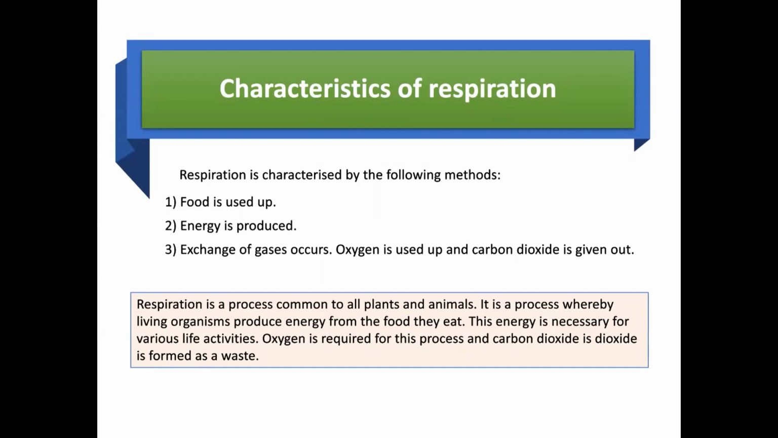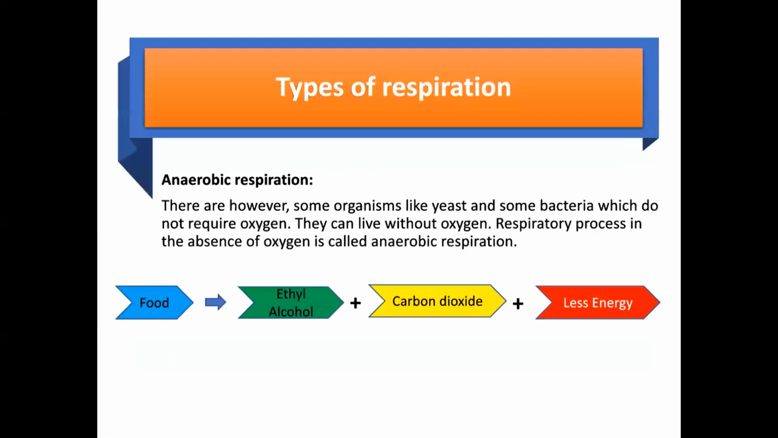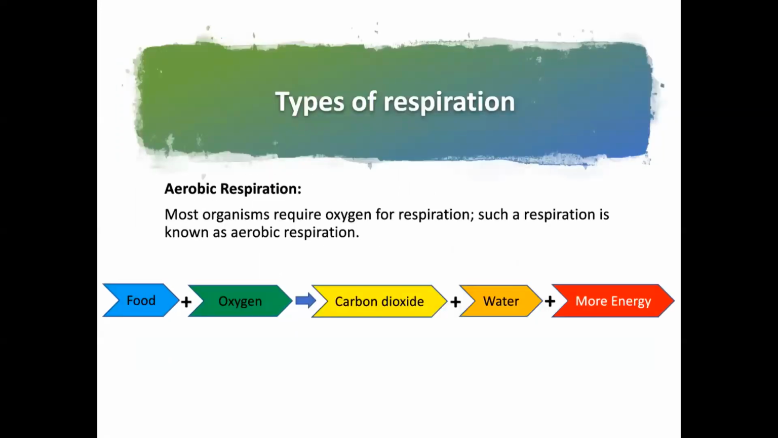Let us move on to take a look at the types of respiration. Respiration is of two types based on whether oxygen is used up in this process or not. So the types are aerobic respiration and anaerobic respiration. Most organisms require oxygen for respiration. Such a respiration is known as aerobic respiration. So this is how you represent it: food plus oxygen gives carbon dioxide plus water plus more energy.